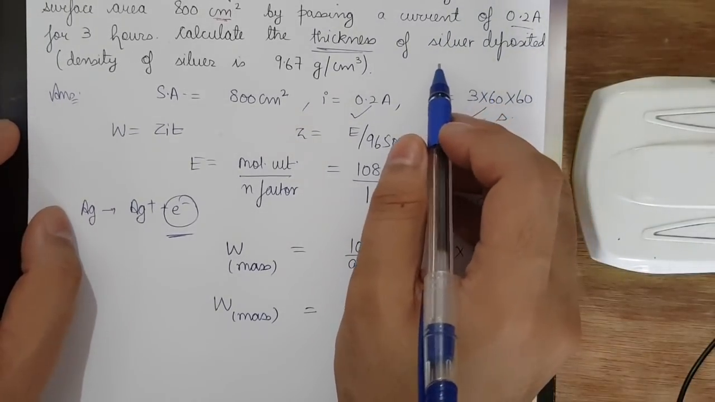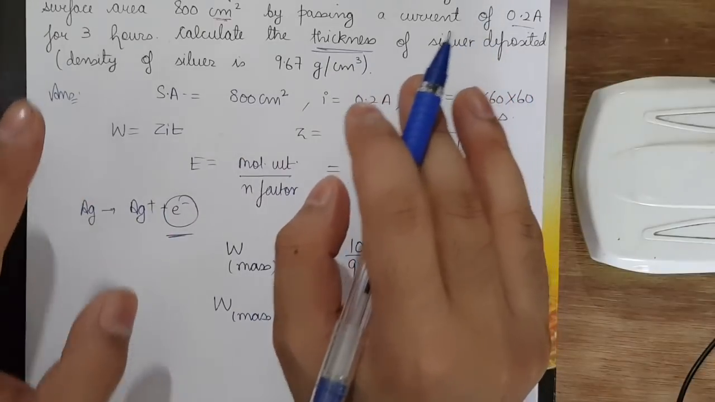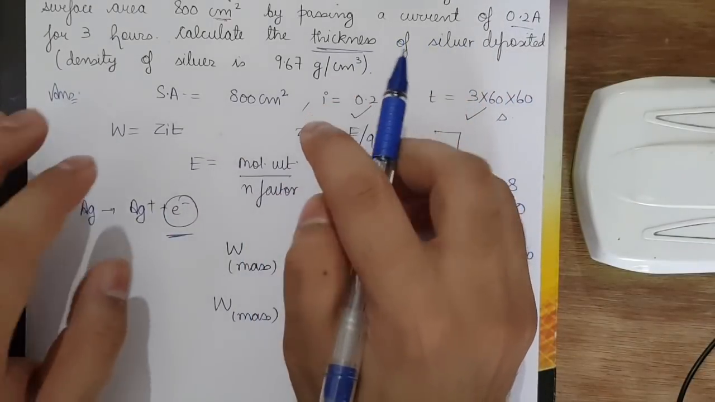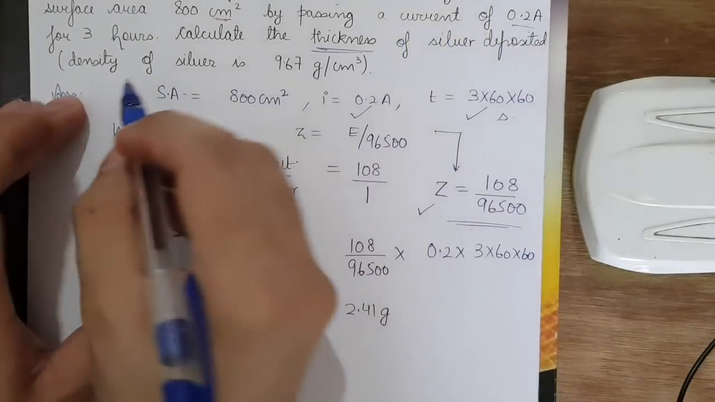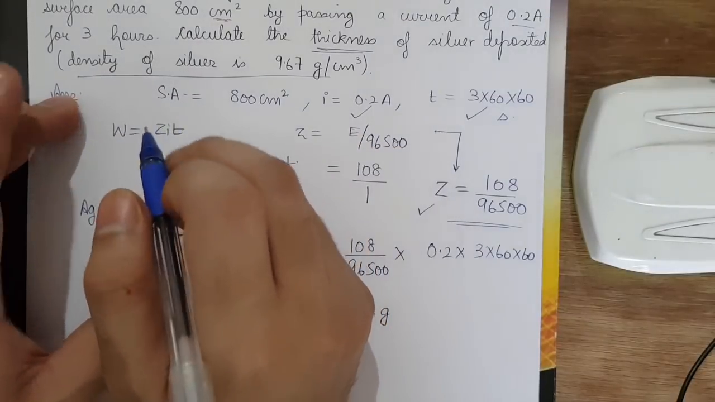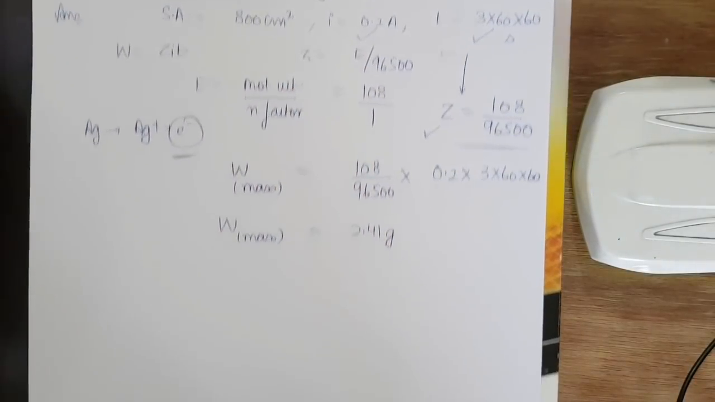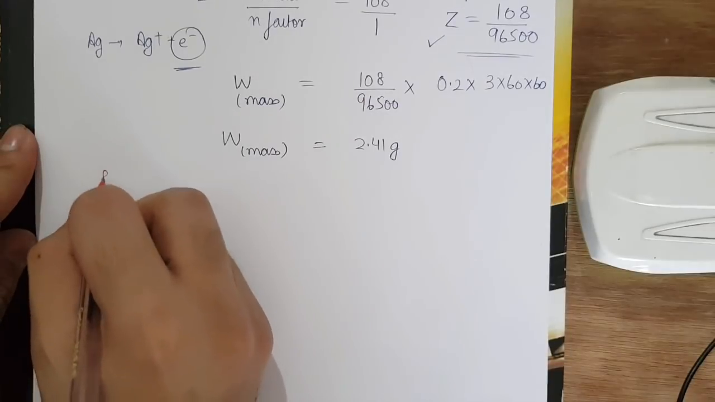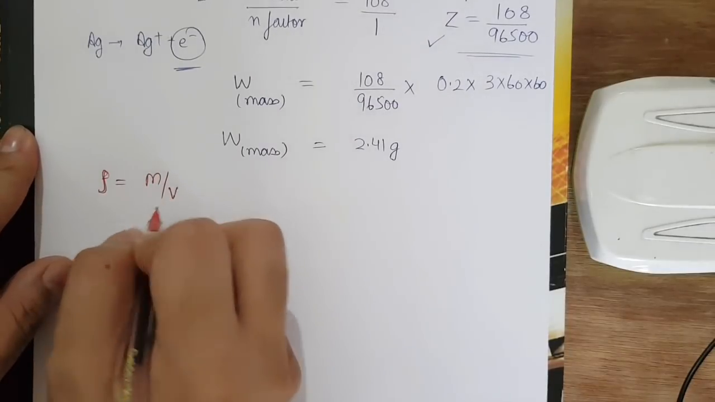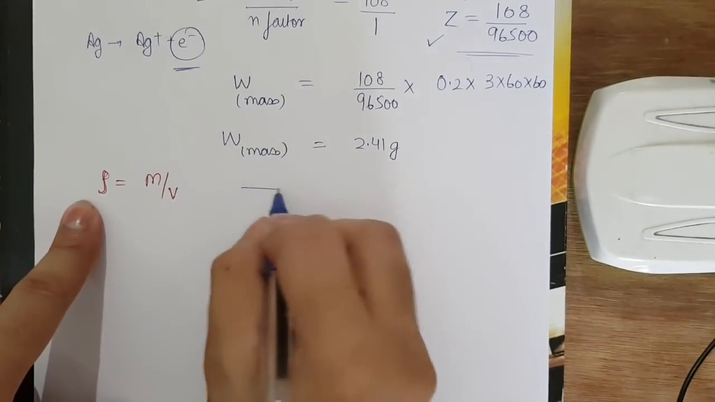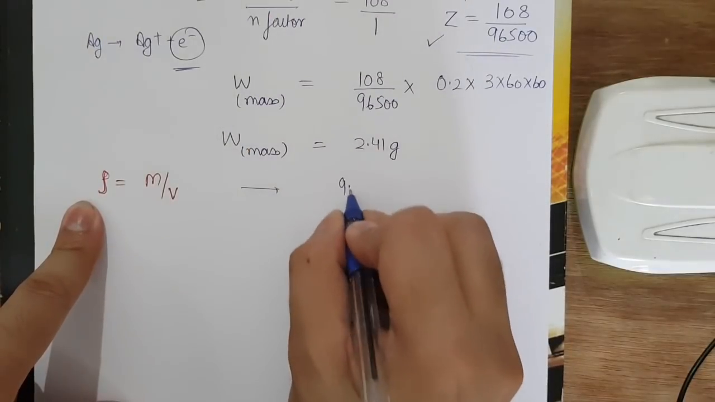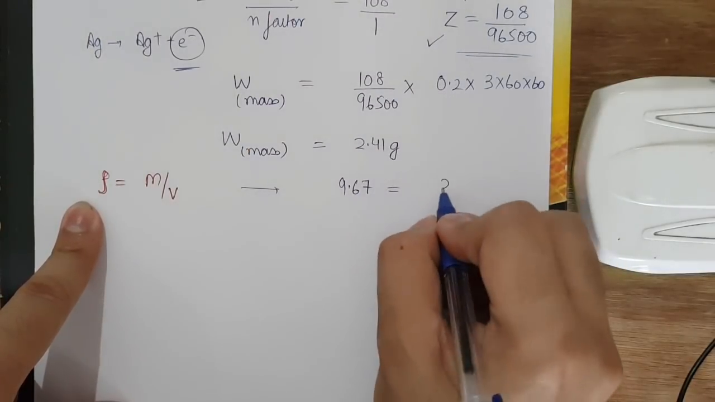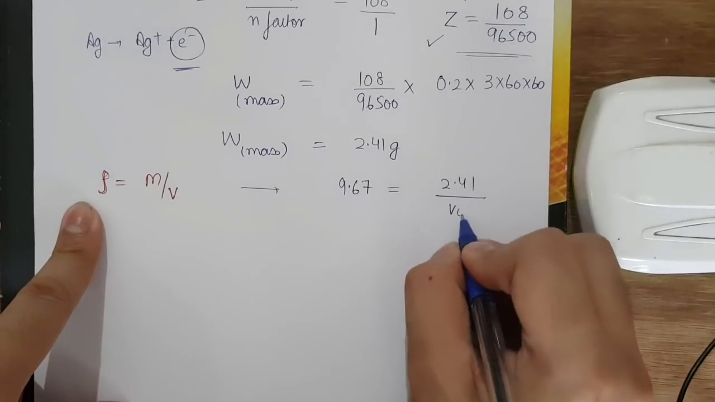Now the question has been asked to find out the thickness of the silver deposited. These types of questions are favorite for mains and NEET. I hope you understand it. Thickness has been asked, where the density has been given to you. So what is density? We know that density, rho, is equal to mass upon volume. So rho has been given as 9.67 in the question. So 9.67 is equal to mass, that is 2.41, upon volume.